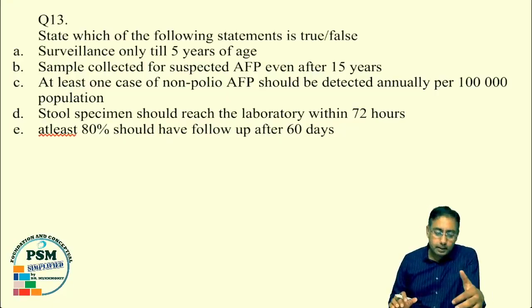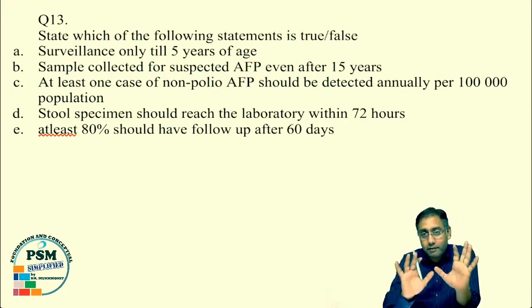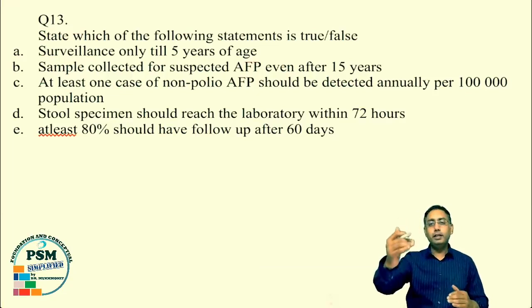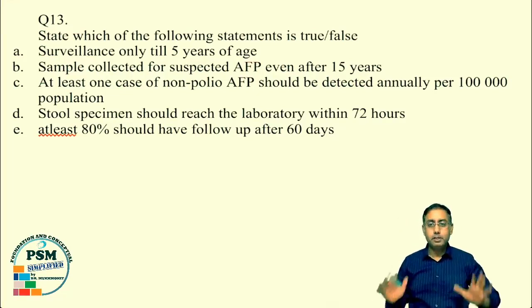So let's come to the next MCQ, question 13. State which of the following statements is true and false for AFP surveillance. Surveillance only till 5 years of age. Of course, that's a wrong option. It's not done till 5 years. It is done till 15 years. For any child up to 15 years, we will do the AFP surveillance.